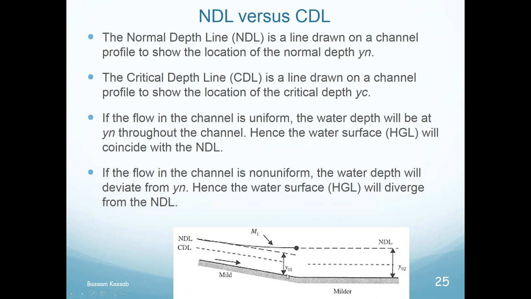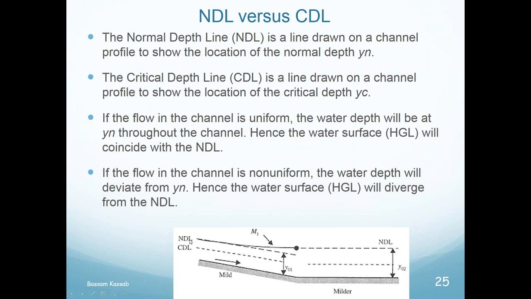Here I'm calling it y01, that means normal depth at point one. Whereas in the other channel, which has a smaller slope, even though this one is mild, this one is milder, you have a different yn. Because every time you change the slope, remember in Manning's equation, when you change the slope or n or anything, you get a new yn number. So you can see for those two channels, when they meet, the yn changes from a smaller yn to a larger yn. But the critical depth for a channel like that, if you only change the slope, because you just saw earlier that the equation for critical depth does not depend on the slope, remains the same. And the line defining the yc is called CDL, or critical depth line.